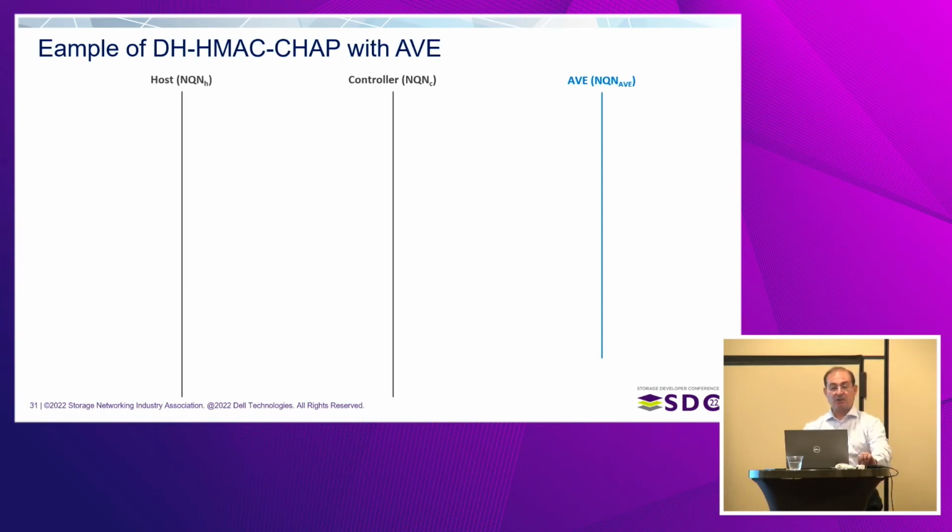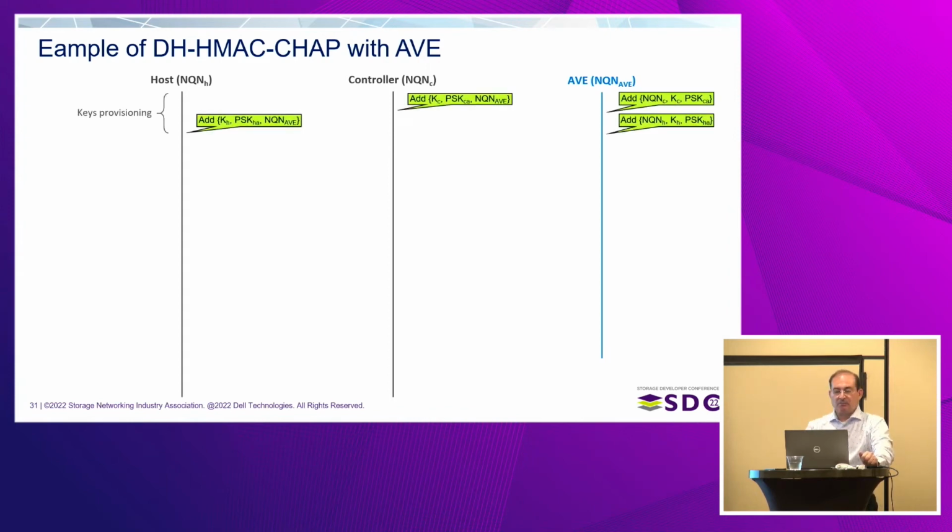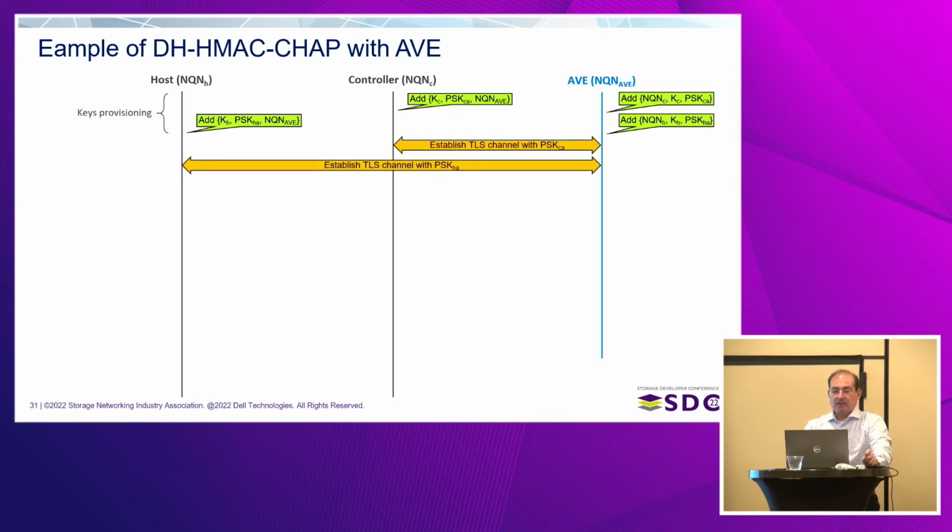So let's look at another example of how DH-HMAC-CHAP would work with an AVE. Initial provisioning: as I say, you put on your AVE, per each entity, the key of the entity and the PSK to communicate with the AVE for that entity. On the controller, its own key, the PSK for the AVE and the NQN of the AVE. In the host, the key of the host, the PSK of the host, and the NQN of the AVE as well. These enable this TLS channel to be established with the AVE.